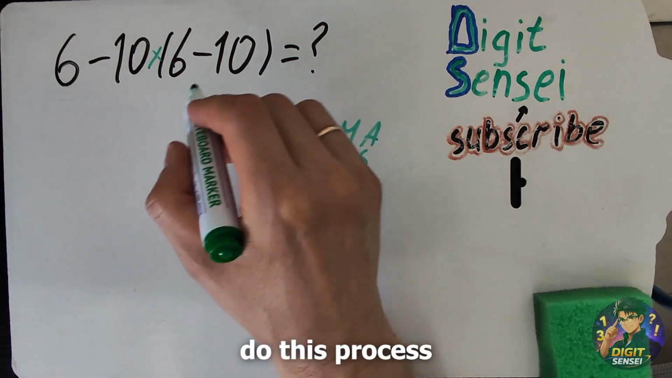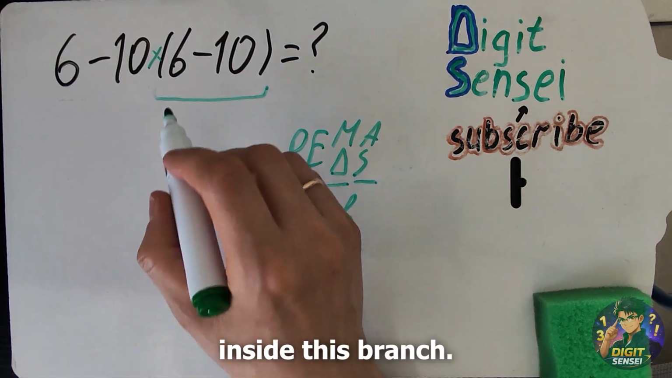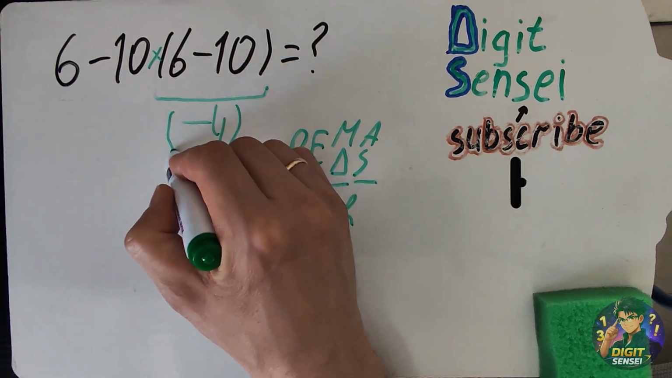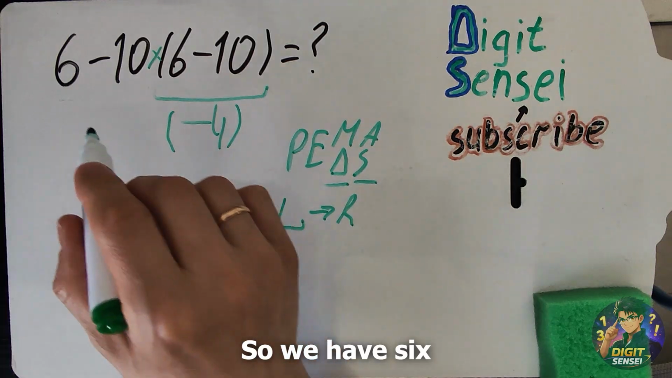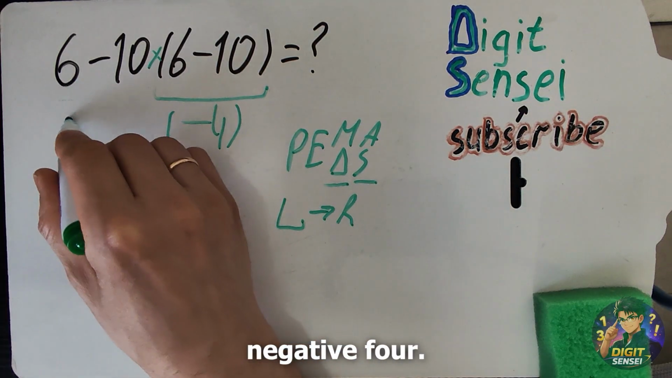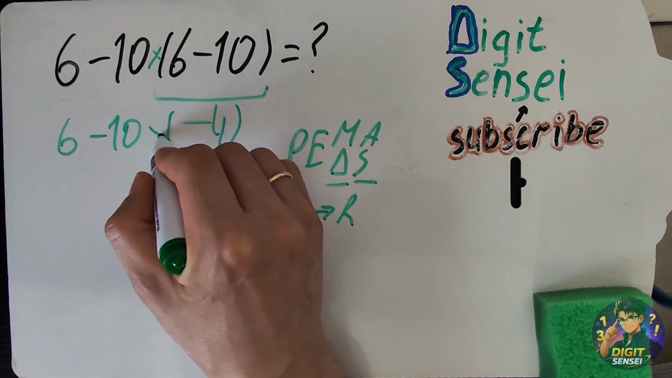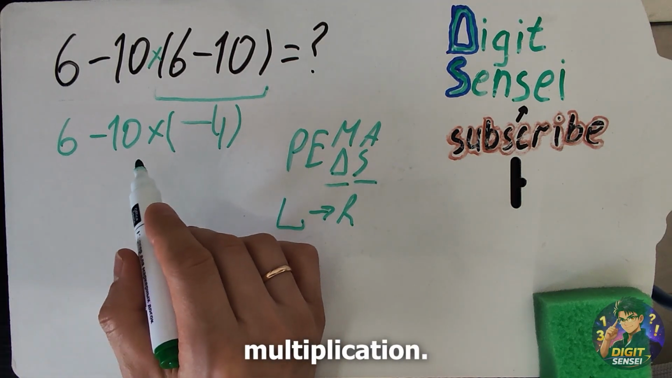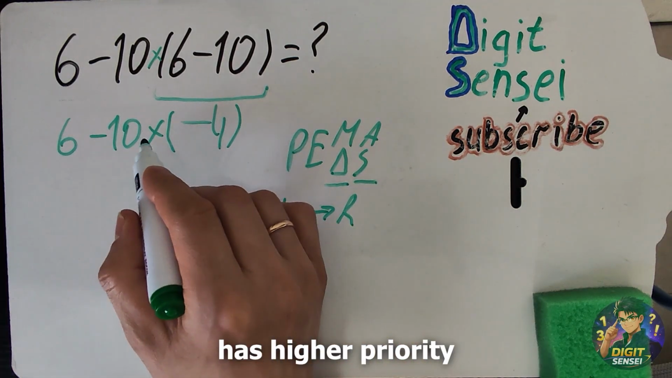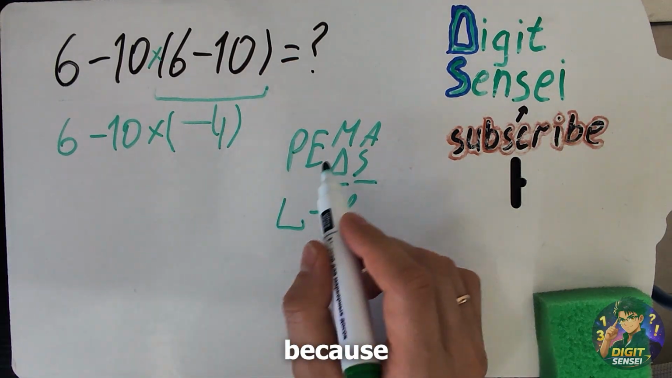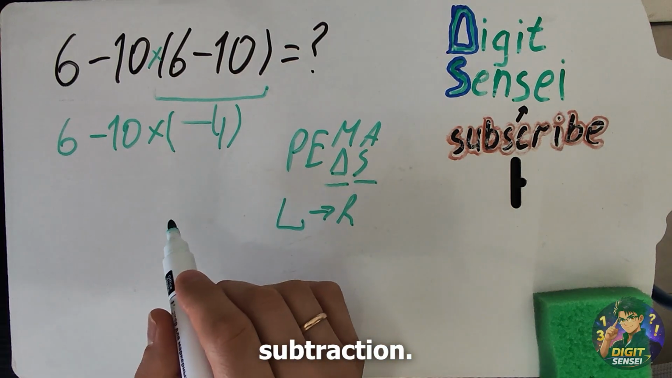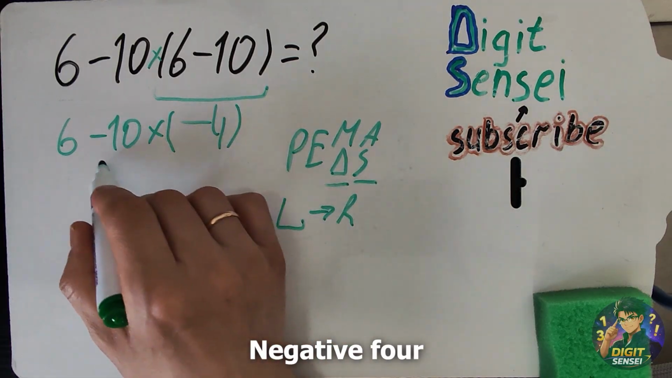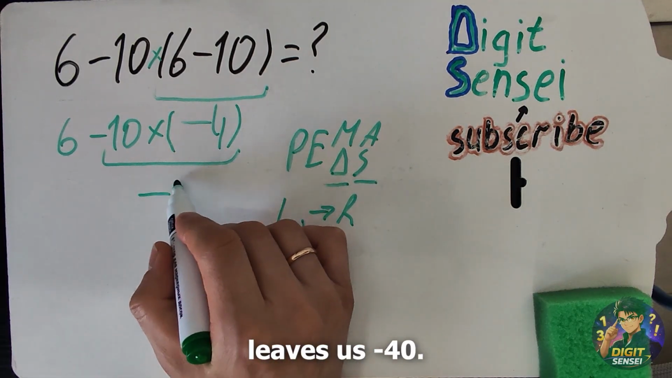So first we have to do this parentheses. Inside this parentheses we have 6 minus 10, which equals negative 4. So we have 6 minus 10 then times negative 4. Now, in this expression, we have one subtraction and one multiplication. According to PEMDAS, multiplication has higher priority than subtraction because multiplication comes before subtraction. So here, first we have to do this multiplication. 10 times negative 4 gives us negative 40.